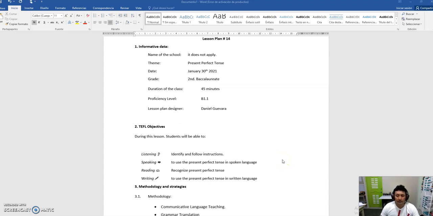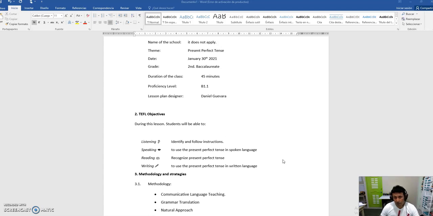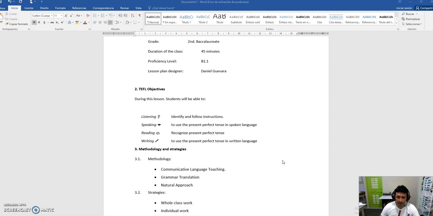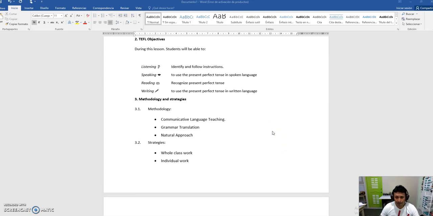The second step of the class is the objectives. During the class, the students will be able to accomplish these skills. They will be able to identify and follow instructions focused on the present perfect tense. They will be able to use the present perfect tense in spoken language, recognize the present perfect tense while reading, and use the present perfect tense in writing. So we are working with the writing skills.